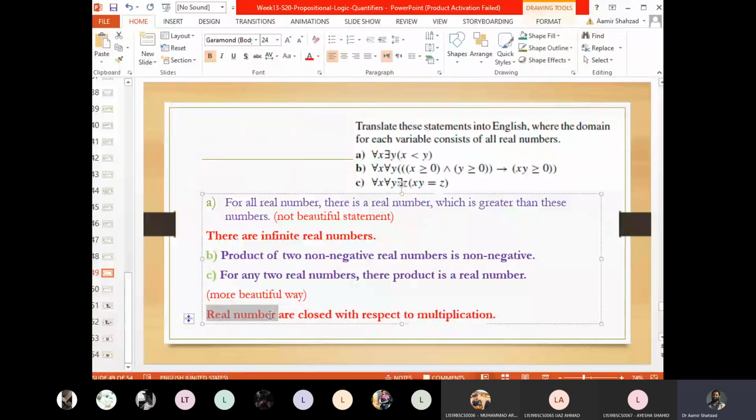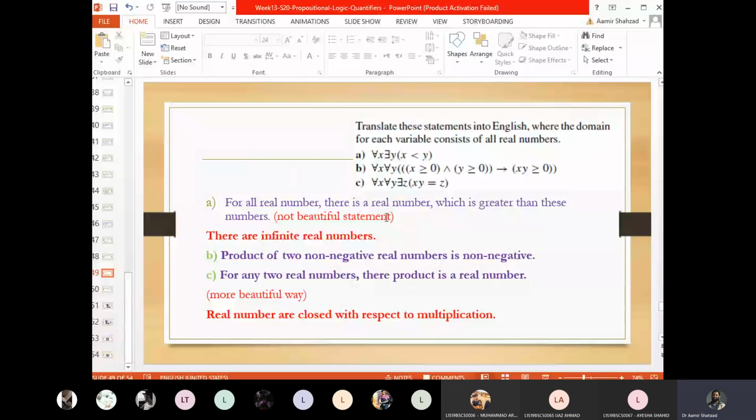So if a statement is given like this, that real numbers are closed with respect to multiplication, how do we express it mathematically? This is the way to express it mathematically: for all x, for all y, there is some z such that xy is equal to z. That is, you take any pair of real numbers, multiply them, and you will get another real number. So this is the closure property of real numbers.